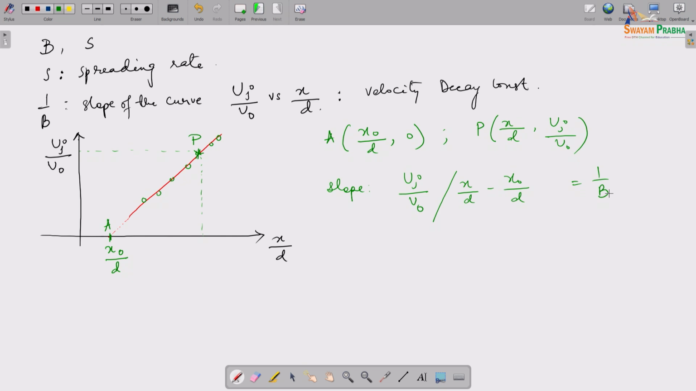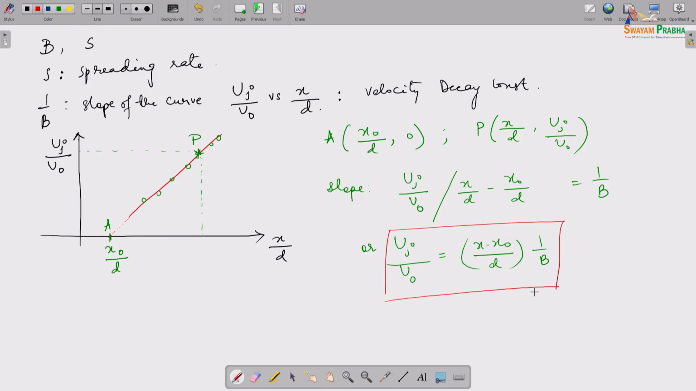This is something that we had done earlier. So uj by u naught is equal to (x minus x naught) by d into 1 by B. That's something we had come up with. And of course the other one, so that's basically B. This is what we had found out.